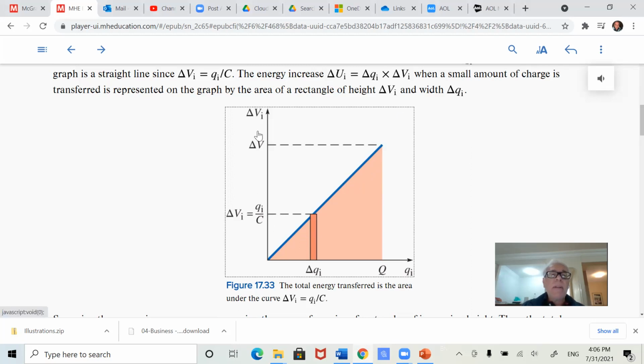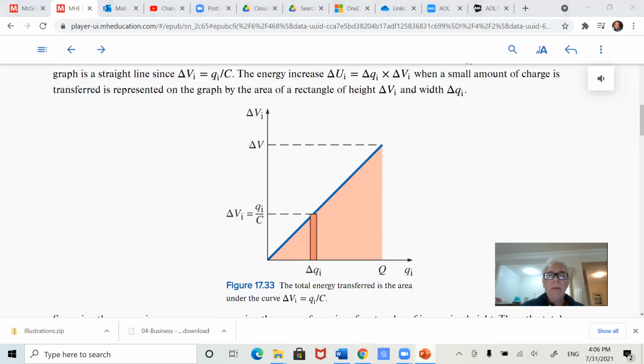So because the delta V is not constant, we must calculate the potential energy by looking at the area of this triangle. Okay? And the area of this triangle is going to be what? Delta V times Q divided by 2. Okay? So we have to use this equation because the delta V changes as time goes by. Okay?